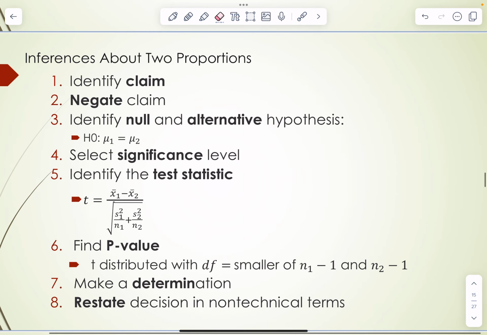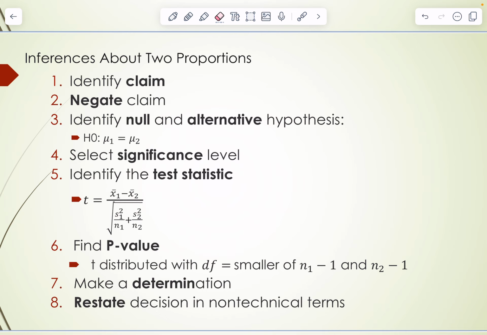Let's do the 8 steps here. Identify the claim, negate the claim, and then identify the null and alternative hypotheses. Now the null hypothesis, again, is given to you. It's just going to be that they're the same. That's what we're really interested in. Are they the same, or is it different? Is the average GPA of Harvard different than the average GPA of Yale or Dartmouth? Are they different or are they not? And then we talk about the significance level, which is usually given, but if it isn't, we use 0.05.